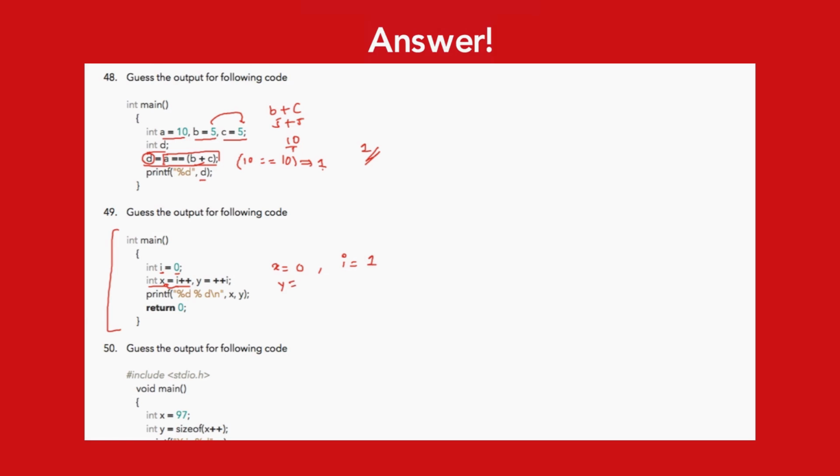After that we have y equal to ++i. Now because in the previous declaration i has become 1, and because we have a pre-increment over here, the pre-incremented value of i will be given to y. So y will become 2 and obviously i will become 2 as well. After that we are printing the values of x and y using this printf statement. So the output of this program will be the values of x and y, so that is 0 and 2.